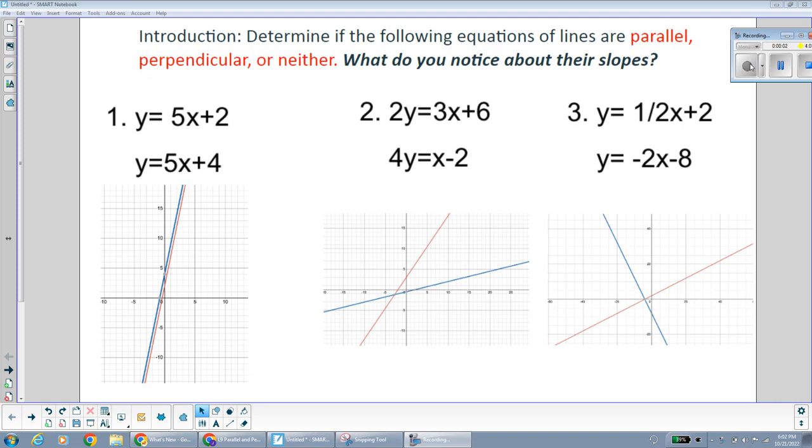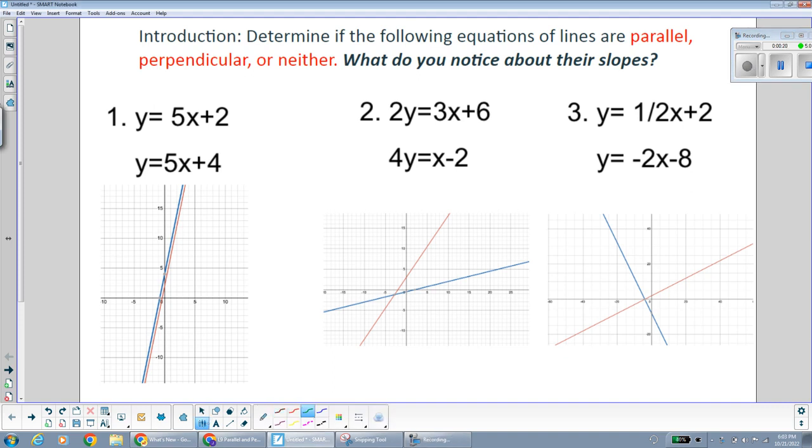Hi everybody, in this video we're going to recap the topic from this past week, which was on writing the equations of parallel and perpendicular lines and writing the equation of a perpendicular bisector. So let's start off with parallel and perpendicular slopes.